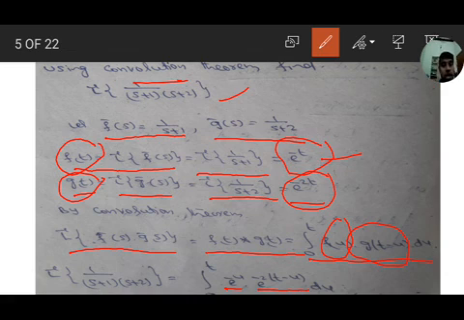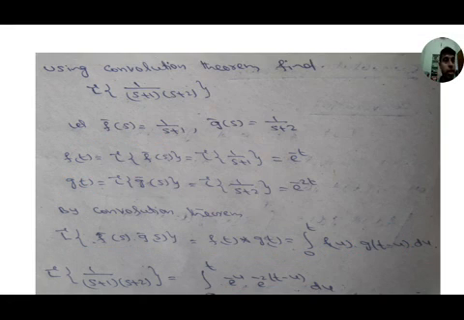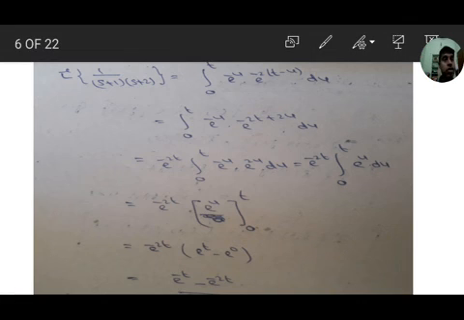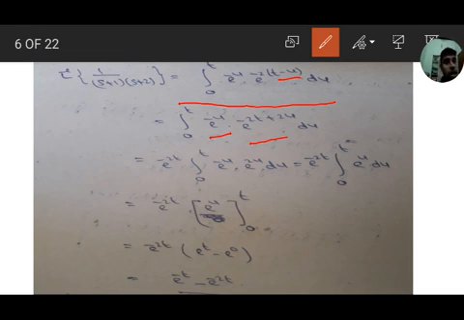That is, L inverse of 1/((s+1)(s+2)) equals the integration from 0 to t of e^(-u) times e^(-2(t-u)) du. Simplify and integrate. Multiplying here, e^(-u) times e^(-2(t-u)), that is e^(-2t+2u-u).